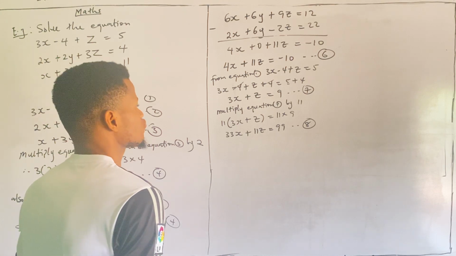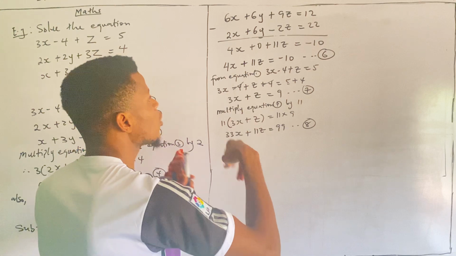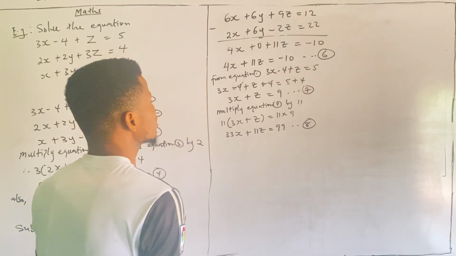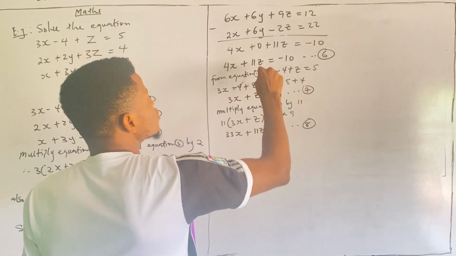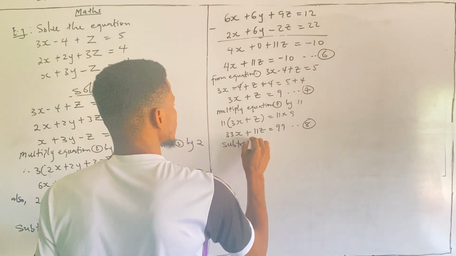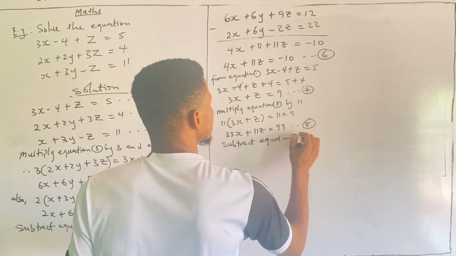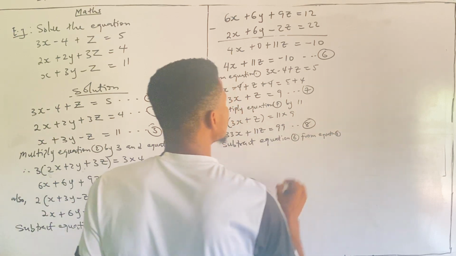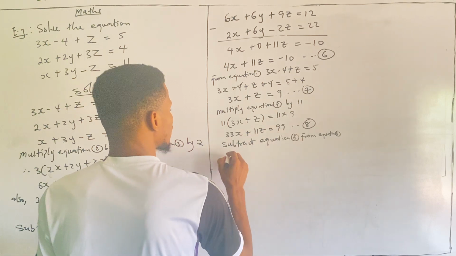Here we will subtract because they have the same sign, all right? If they have opposite signs, we add, and they will cancel. If we subtract, one will subtract the other. So let's subtract the smaller one from the bigger one. So this is the smaller one. So we subtract equation 6 from equation 8.